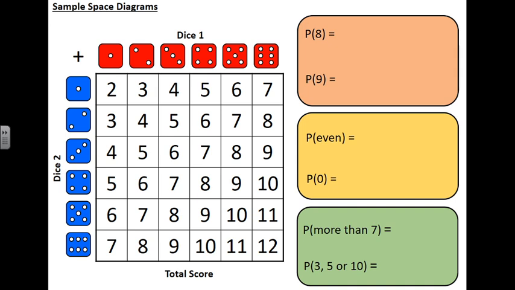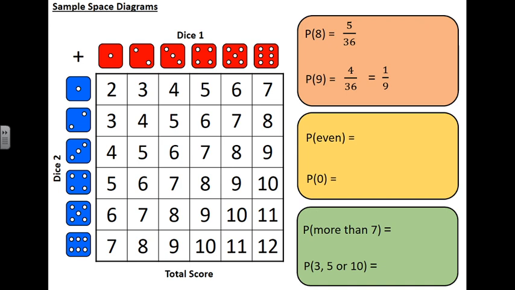Okay, so the probability of getting an 8, you can see, is 5 out of 36. And it's out of 36 because there are 36 options. That's the reason why. 9 would be 4 out of 36 because there are 4 options. You can simplify these as well. Remember, you're just dividing both of those, the top and the bottom, by 4.